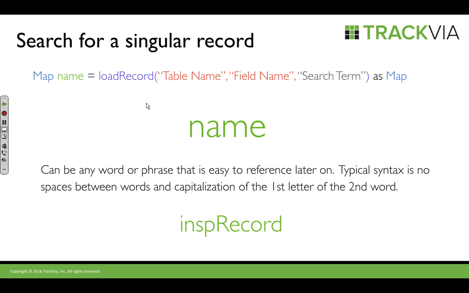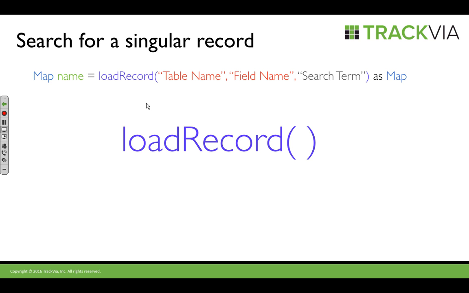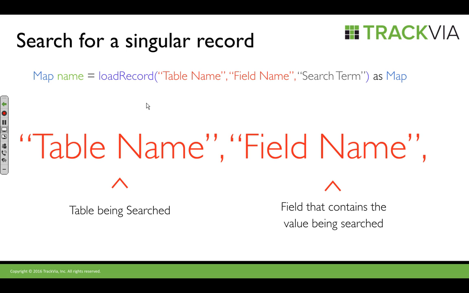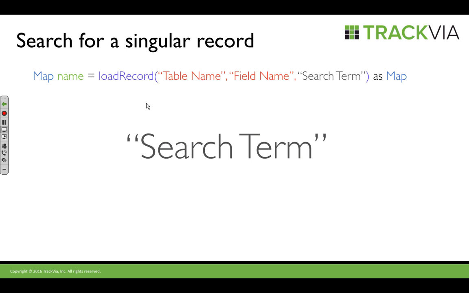LoadRecord is the actual syntax that you're going to use to find that one particular record. The criteria by which we find that record is broken down into three parts: the table name that we're going to search in, the field name that we're searching against that contains the value, and then the search term. This can be a static value, or it can be something dynamic out of the existing records that you're referencing.